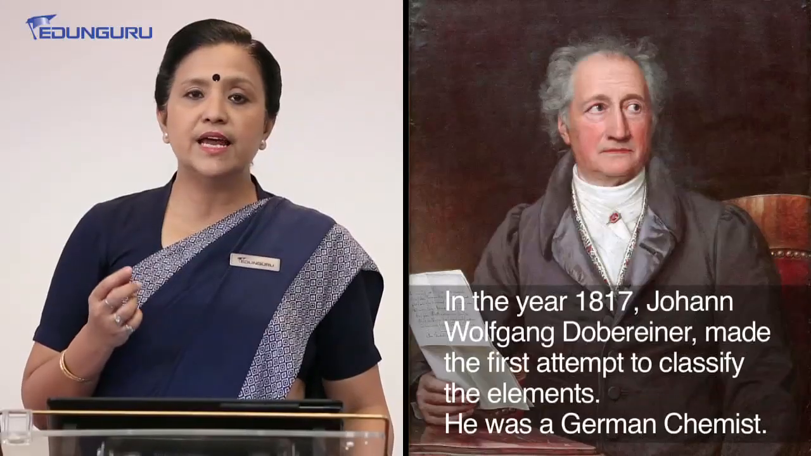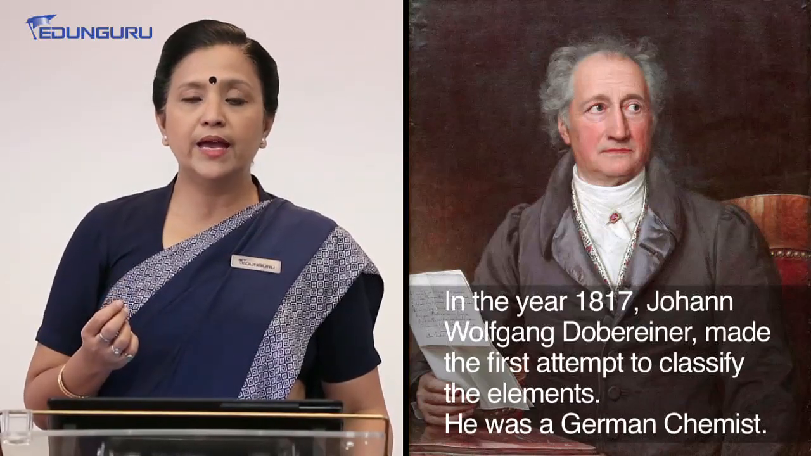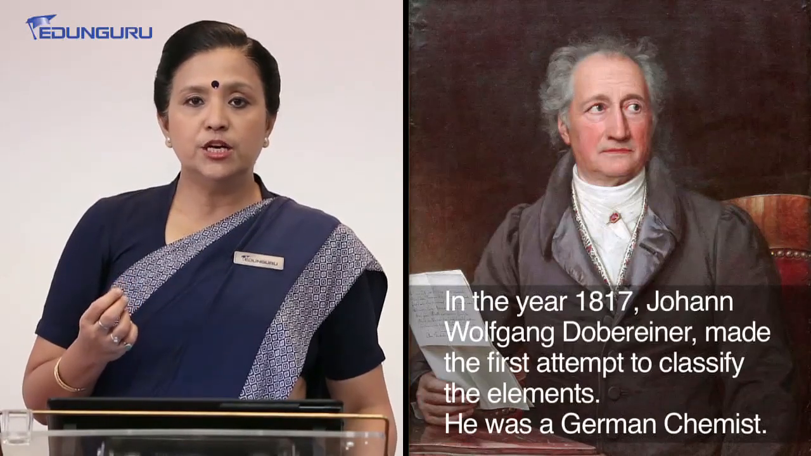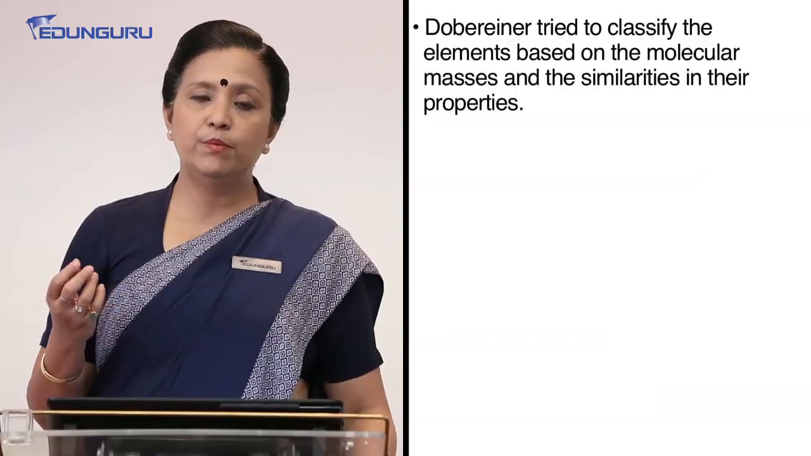In the beginning, the classification was done broadly into metals and non-metals. But each group was so big that it could not be worked efficiently with such big groups. As we came to know more about the properties of the elements, the scientists started thinking of different ways to classify the elements. The first attempt was made in 1817 by Johann Wolfgang Dobereiner. He was a German scientist. He tried to classify the elements based on the atomic masses and the similarities in their properties.